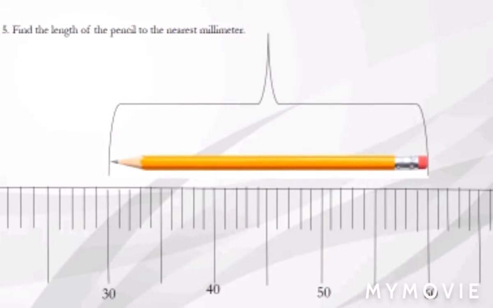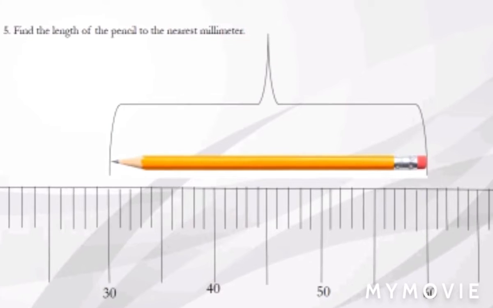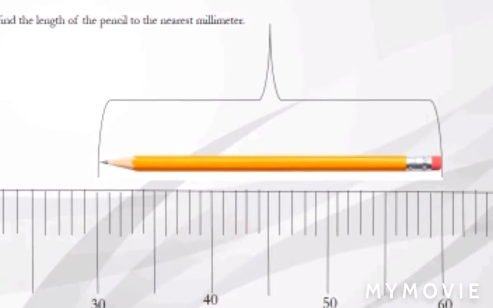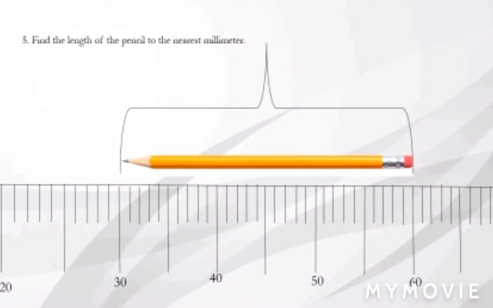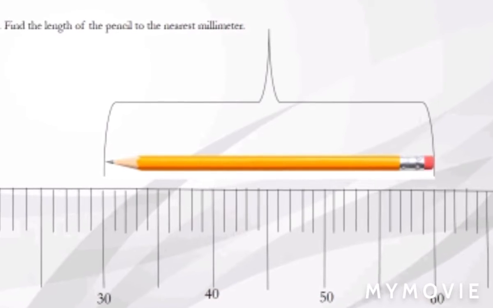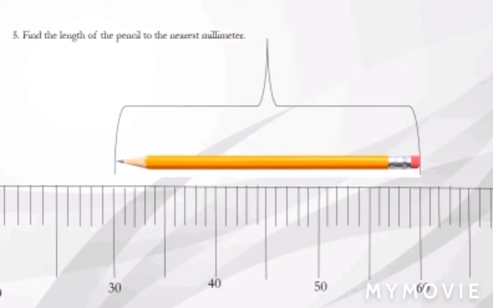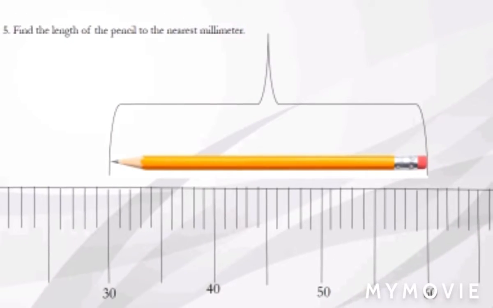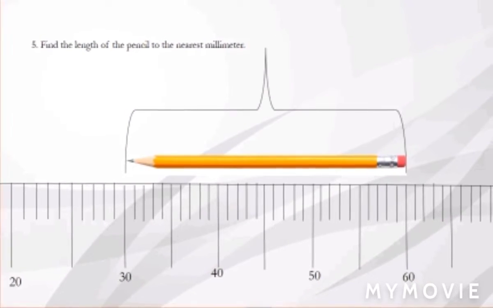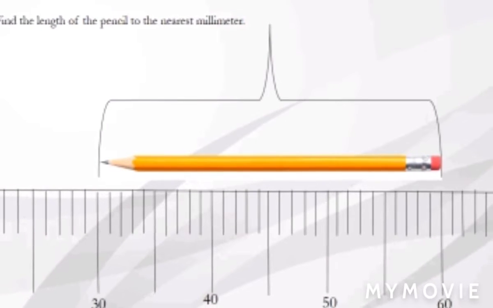Number 5. Find the length of the pencil to the nearest millimeter. I'll give you another 1 minute to answer. Time's up. As you notice, we didn't start from 0. We measure the pencil at the middle. So it is possible to start measuring in the middle if ever the tape is broken and you couldn't start from 0. So we can measure an object in the middle.